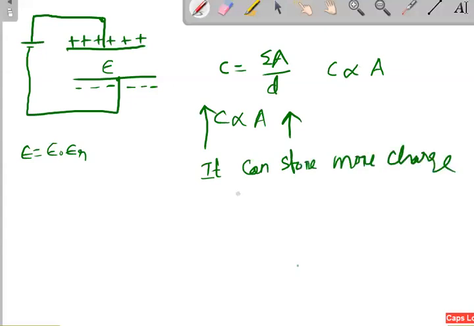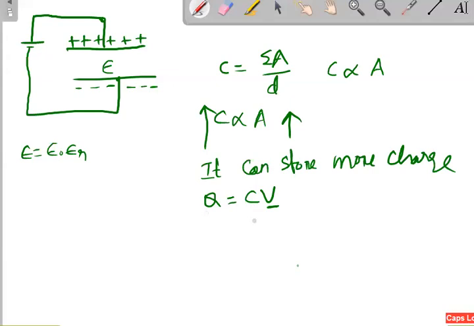Because the charge stored finally depends on how much voltage you have provided and what the capacitance value is. The capacitance value always depends only on the physical dimensions of the capacitor. The total charge available with you is Q equal to CV.